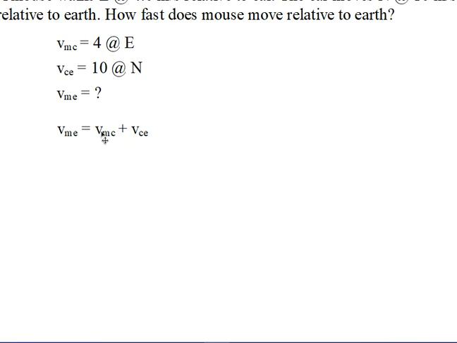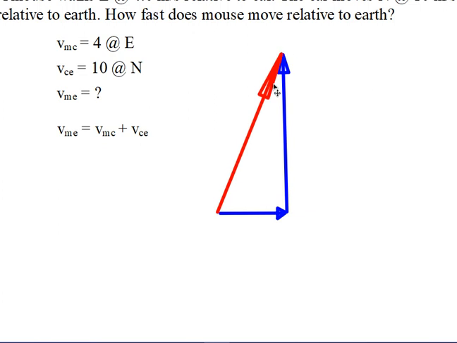You take the VMC, which is 4 to the east, and then you add on to it VCE, which is 10 to the north, and what this says is that when you added those two, the resultant is VME, which we were trying to find. So this vector is the answer.